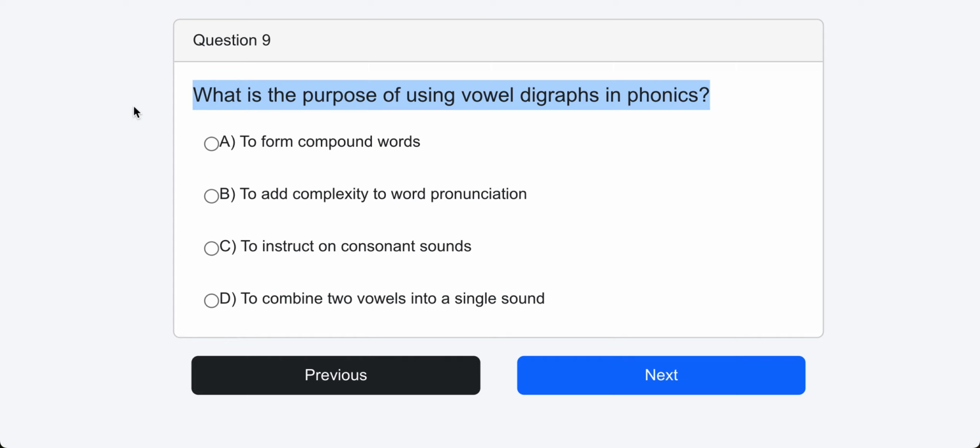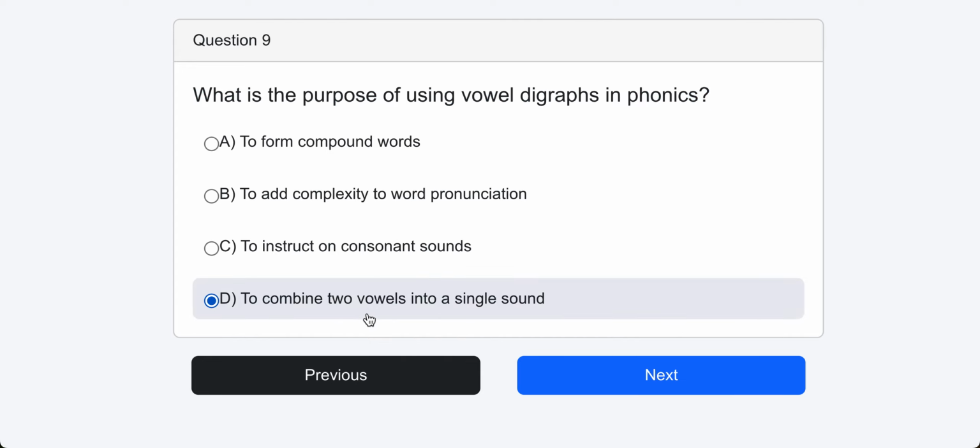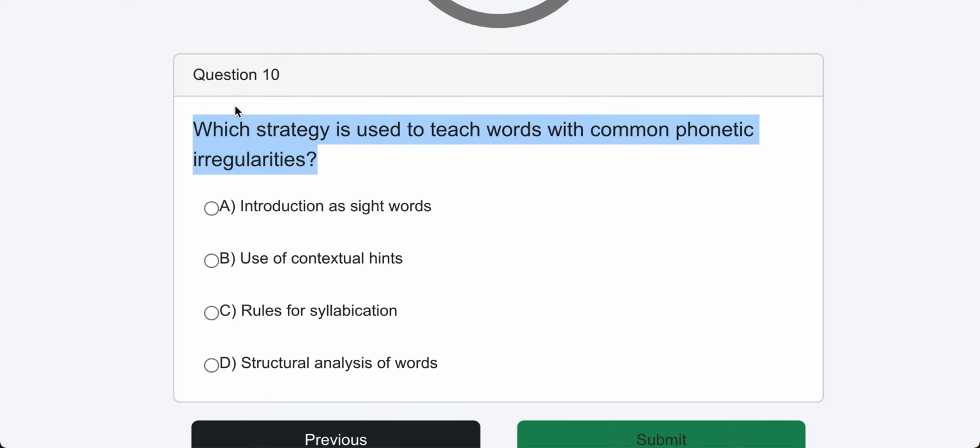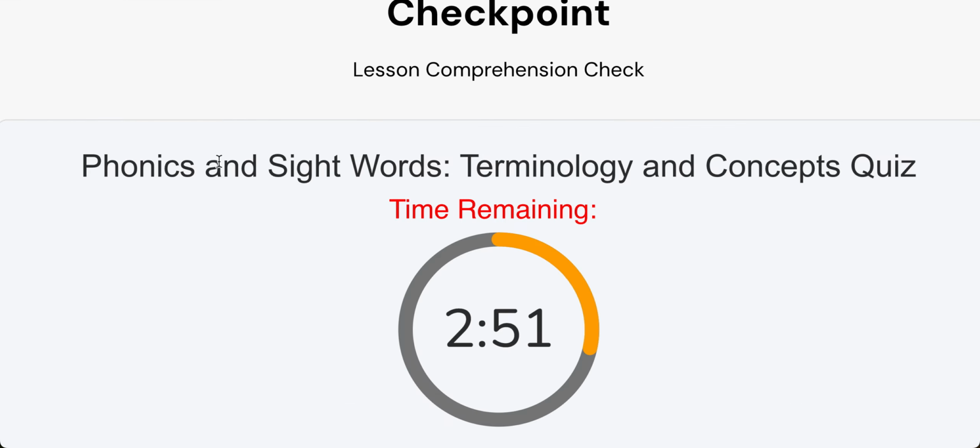Remember, those are 2 vowels combined to represent 1 sound. And this helps our students when they start to read more complex vowel sound identification, words, sentences, paragraphs, and stories. And so for this reason, we are going to select answer option D to combine 2 vowels into a single sound.